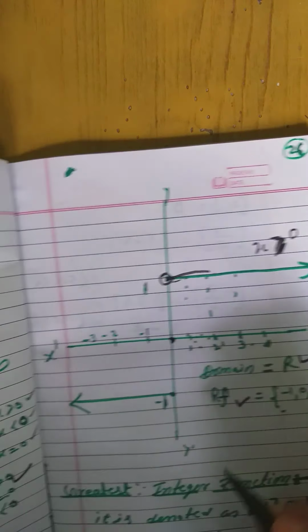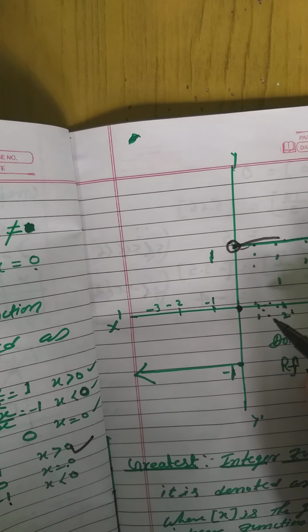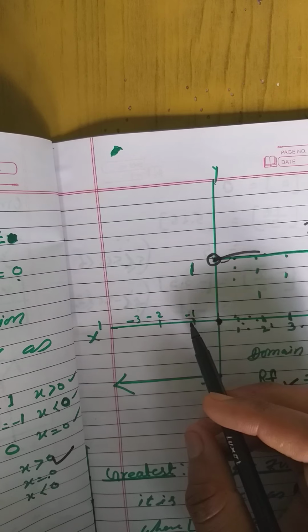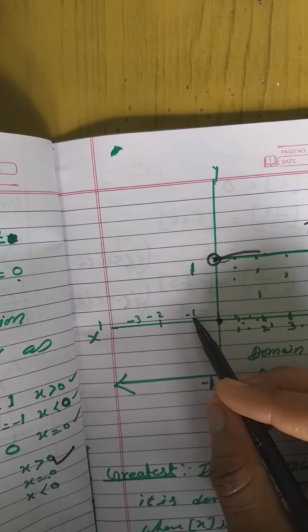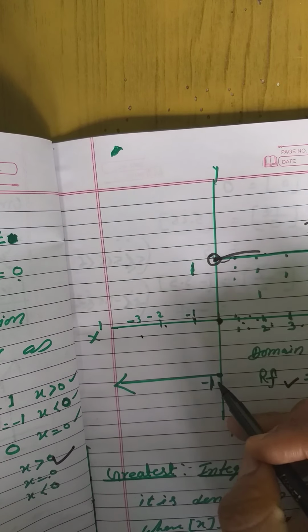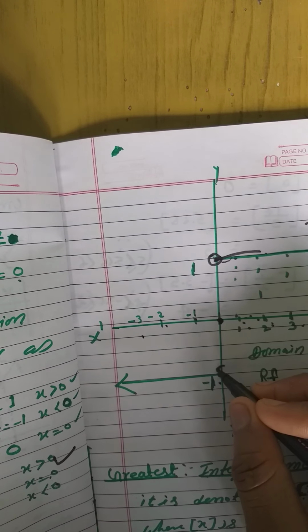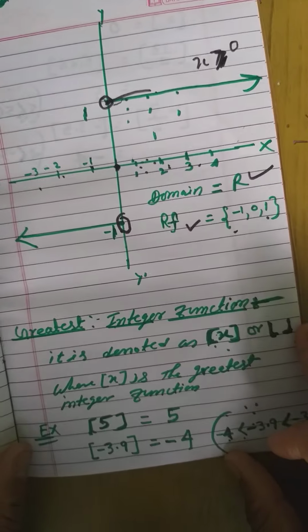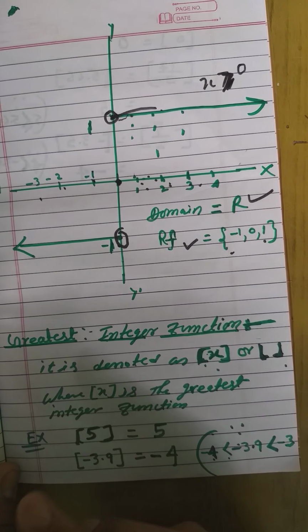Okay, second one. If you put x less than 0, meaning minus 1, minus 2, minus 3, you will always get minus 1. The graph of this will be like that. This one.